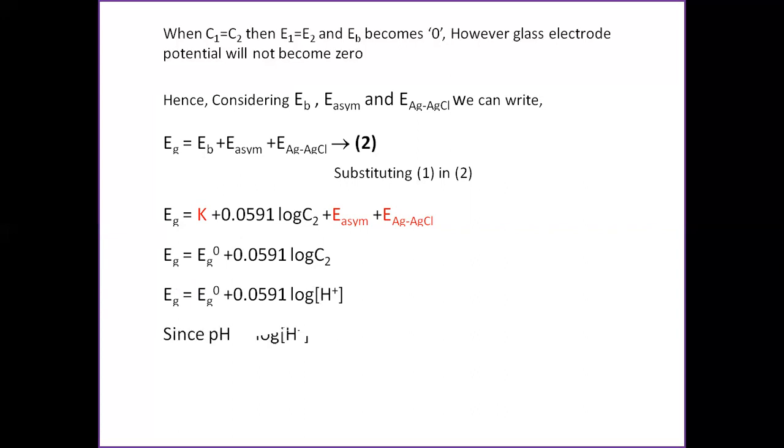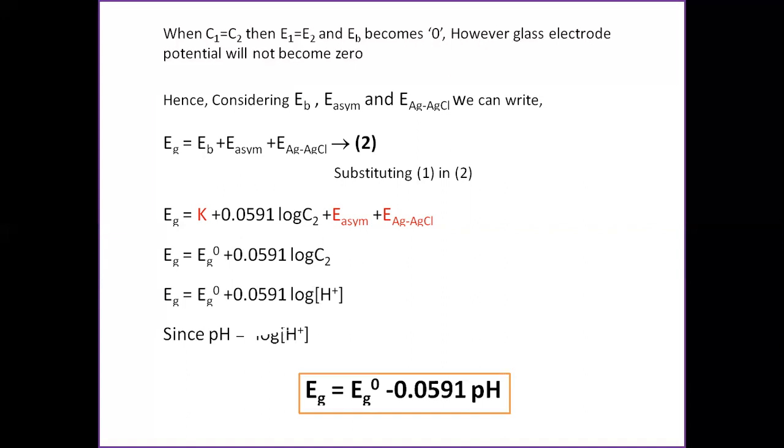Now, all of you know that pH can be represented as the negative logarithm of H plus. So instead of log of H plus, if I substitute this into the previous equation, the equation will take this form: E_G is equal to E0G minus 0.0591 pH. So this is a very, very important equation. How this glass electrode potential is developed and how it is turned into pH will be known from this. However, in a practical situation, how we are going to determine the pH of a given solution, we are going to see. So that is determination of pH using the glass electrode.